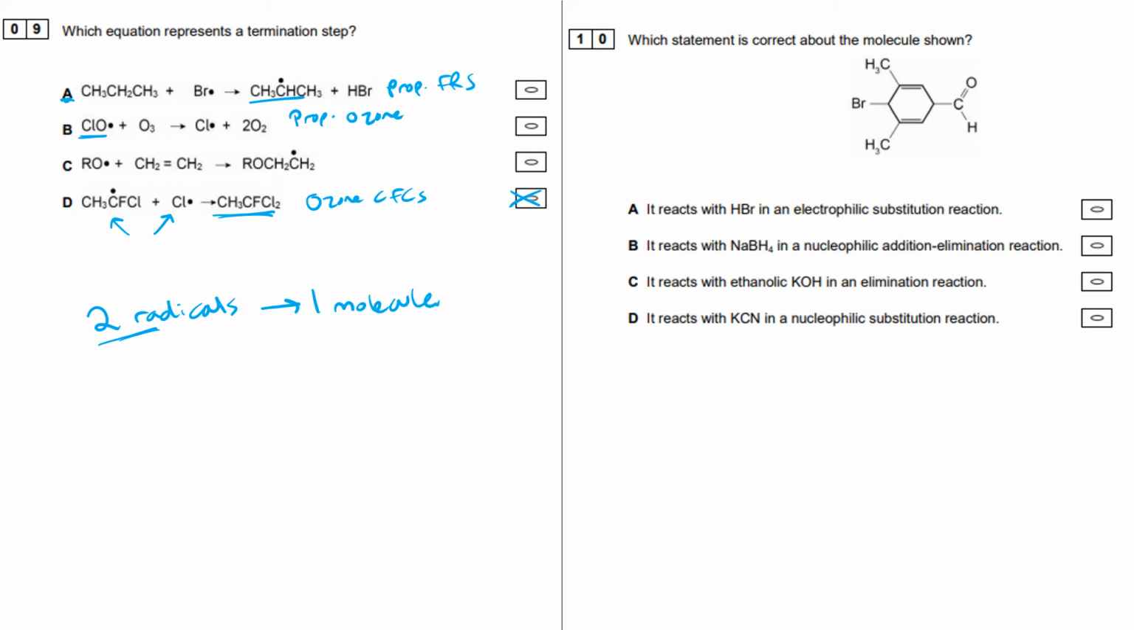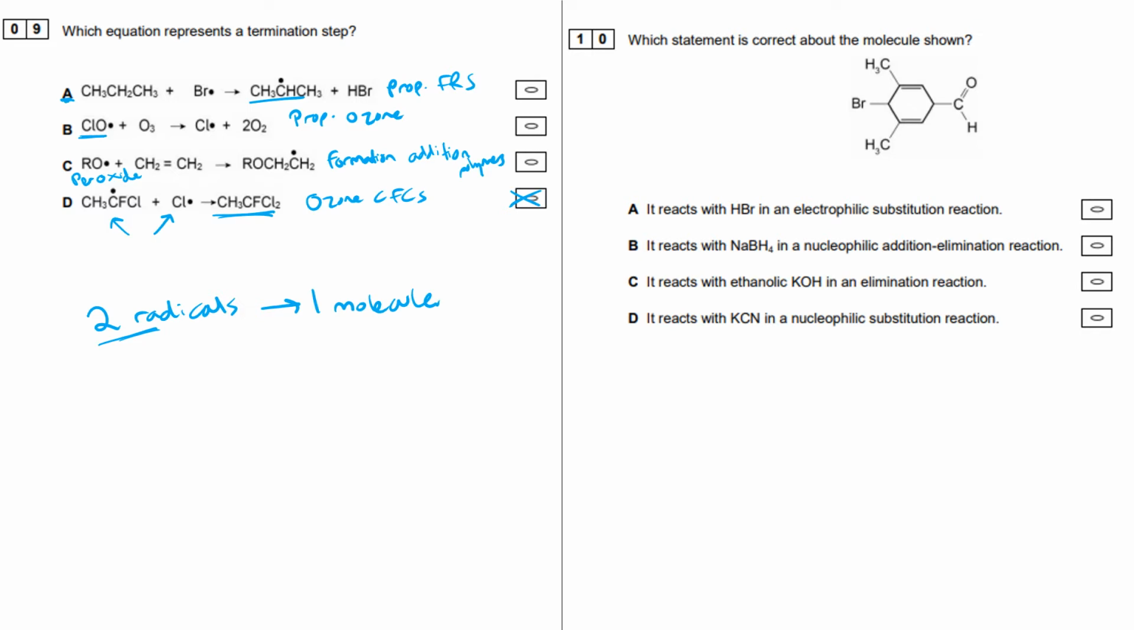Question C, you've got this RO radical. That comes from a peroxide. And the peroxide acts a little bit like a catalyst. The peroxide initiates the reaction in the formation of polymers, formation of addition polymers, specifically polyethene. So again, none of them are termination reactions apart from answer D.